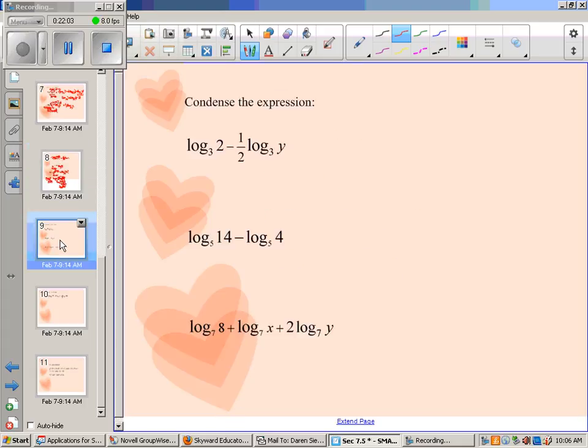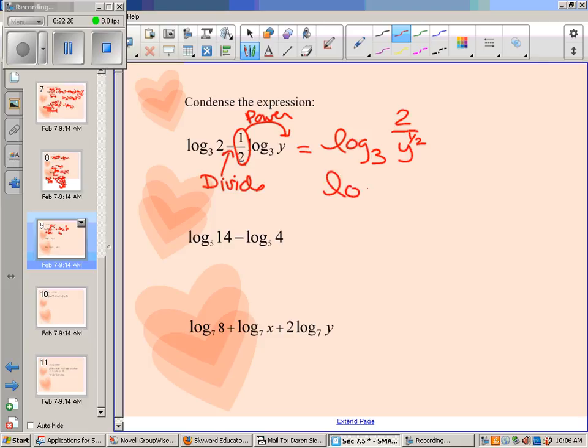All right, log base 3 of 2 minus 1/2 log base 3 of y. What's the minus? Becomes division. What about this 1/2? Exponent. Over y to the 1/2, yes. Yes, you could. Log base 3 of 2 over square root of y. Also the same. Good?